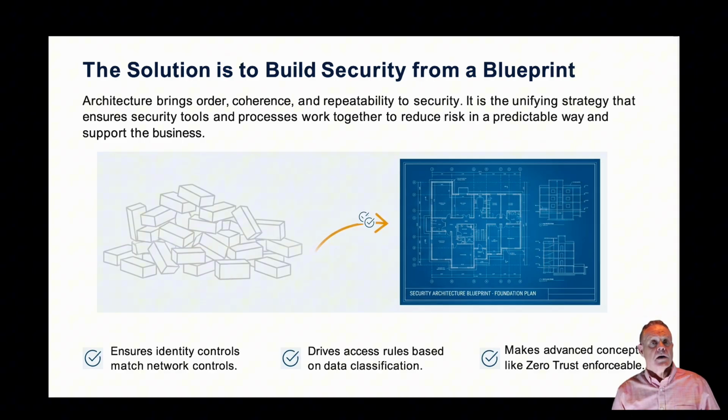Building security from an architecture blueprint. Architecture is how order replaces chaos. It's the blueprint that ensures identity controls align with network controls, that access decisions reflect data value. Concepts like zero trust are actually enforceable, not just aspirational. Architecture turns security from a collection of parts into a system.